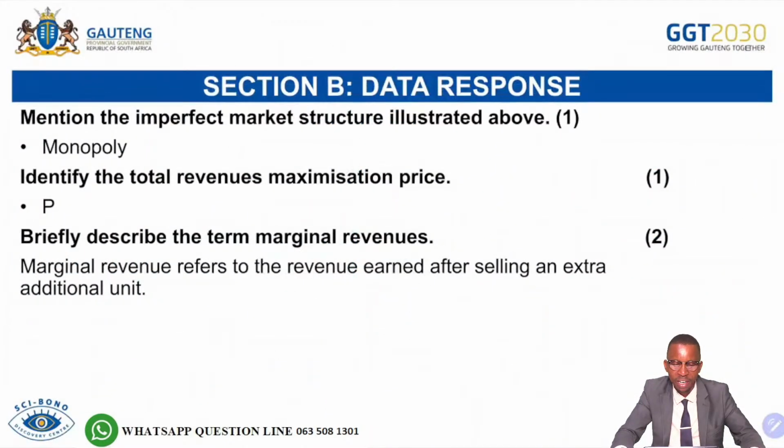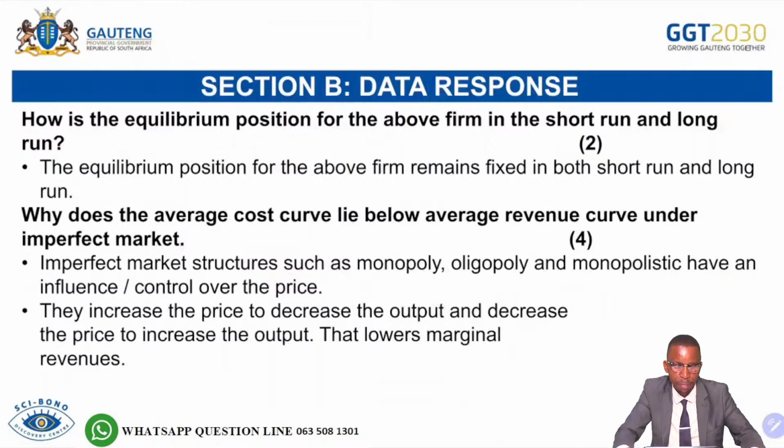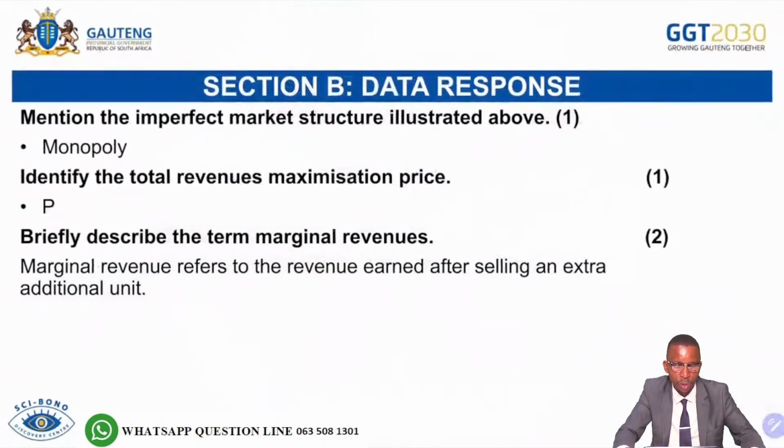Mention the imperfect market structure illustrated above. That's a monopoly. Okay, let me bring this one back again. And then we continue. Identify the total revenue maximization price. It's P, like I indicated. Briefly describe the term marginal revenue. Marginal revenue refers to the revenue earned after selling an extra additional unit.